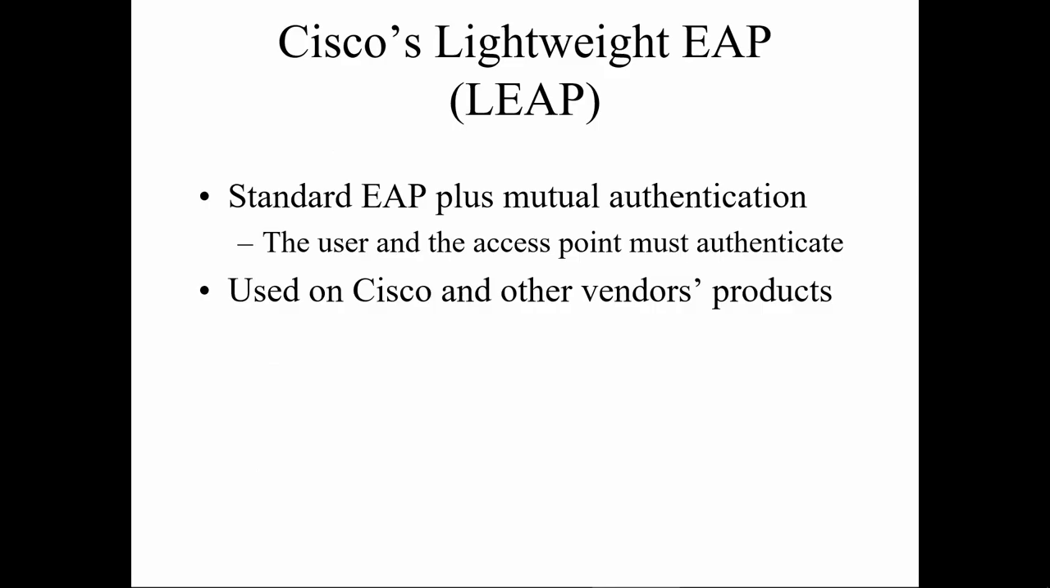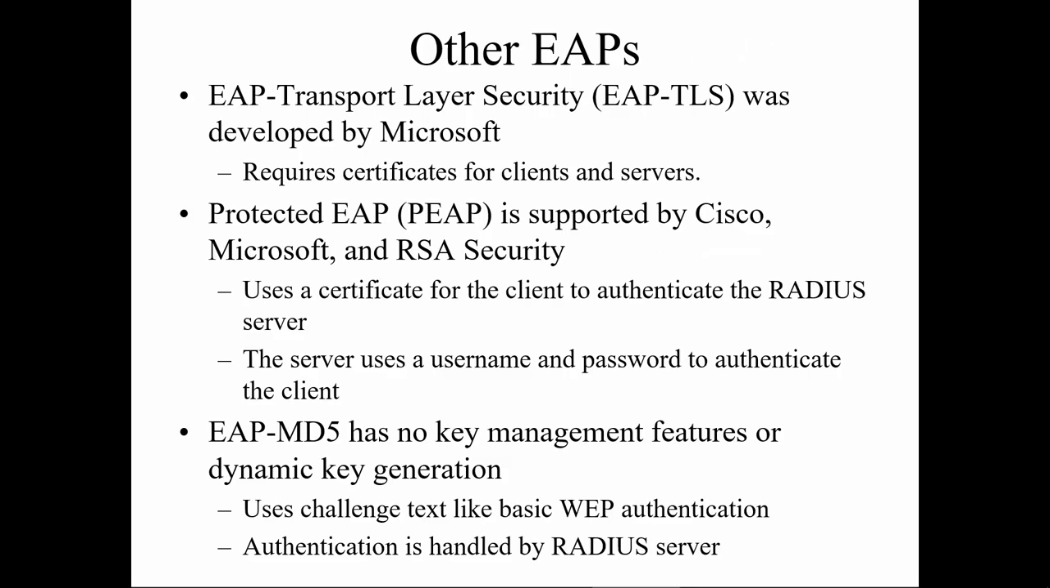If that's too protocol heavy, Cisco has a Lightweight EAP, LEAP, that allows for mutual authentication. That way the user and the access point must both be authenticated. That way you can verify that you're truly authenticating your wireless user against the appropriate Cisco device that is then authenticating against the appropriate RADIUS device. There are plenty of other EAP types out there, but Cisco and Microsoft really push LEAP and PEAP, the Protected EAP, and all of that is encrypted traffic to the RADIUS server.